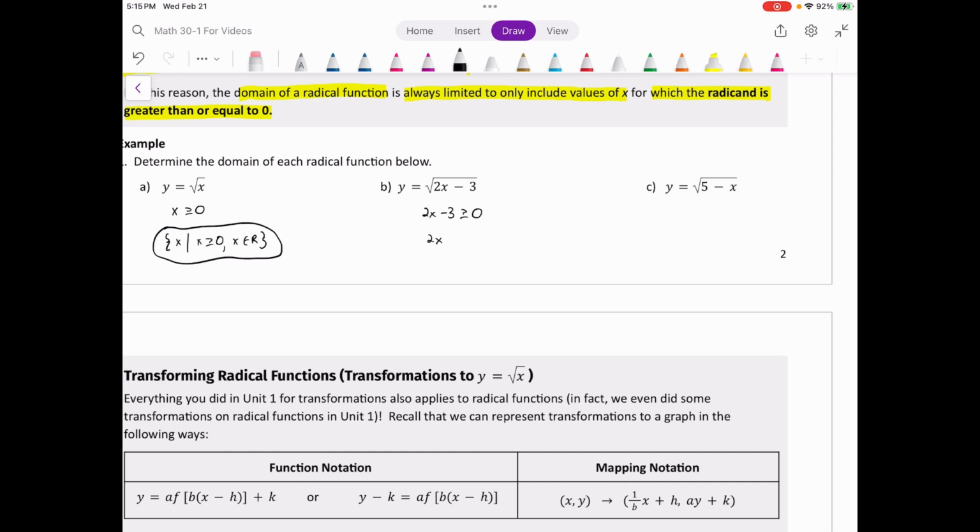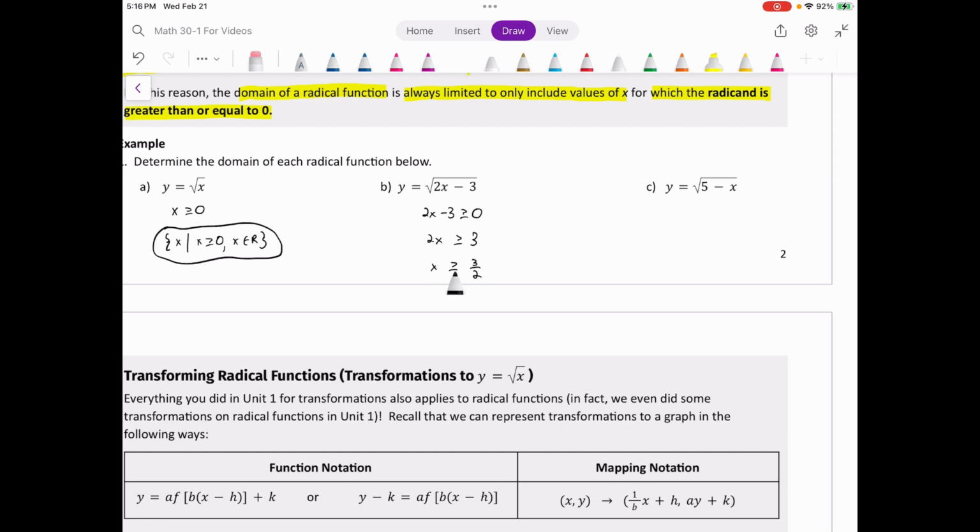Add 3 to both sides, and we'll see that 2x needs to be greater than or equal to 3. Divide both sides by 2, and we'll see that x needs to be greater than or equal to 3 over 2, or 1.5 if you prefer, but I think a fraction is a perfectly good way to do it here. Okay, now notice, not greater than or equal to 0.